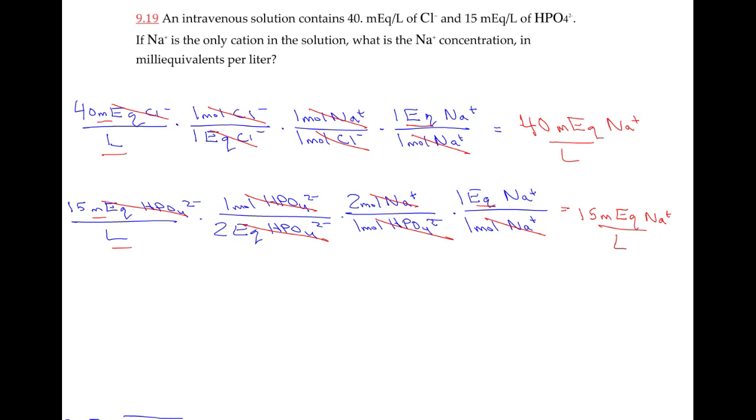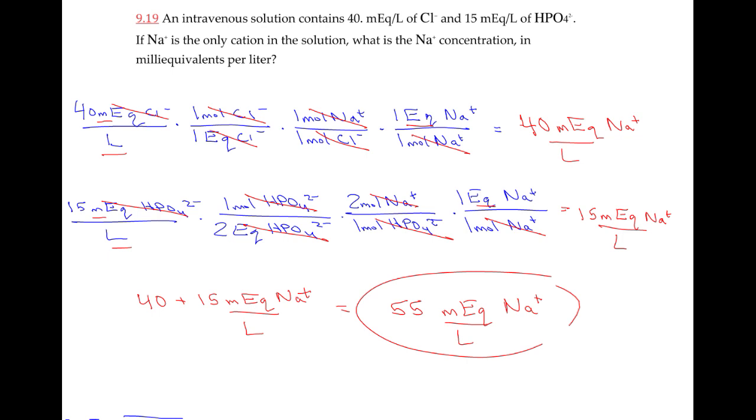So the question asks, if sodium is the only cation in solution, what is the sodium concentration? So the total concentration of sodium is going to be 40 plus 15 milliequivalents of sodium per liter. So it's going to equal 55 milliequivalents of sodium per liter. So that's going to be my final concentration.